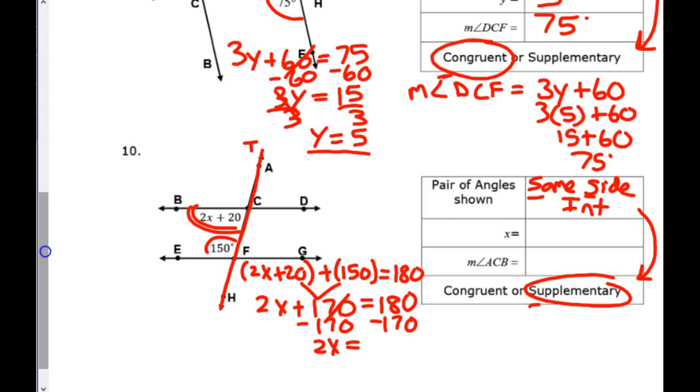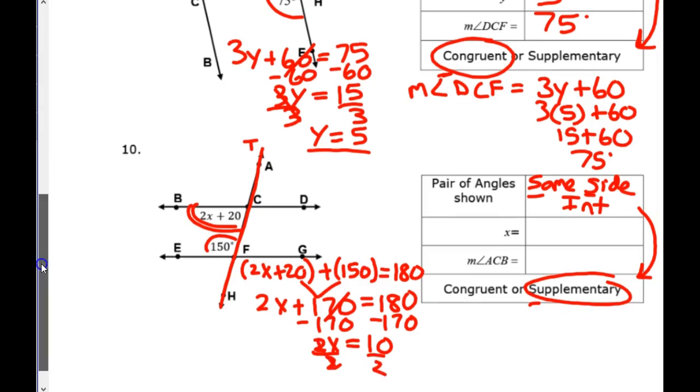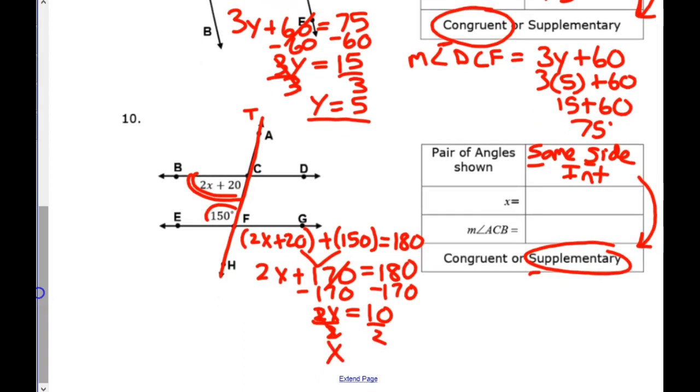2x equals 10. And to get rid of that 2, we divide by 2. So x equals 5. And now we're looking for the measure of ACB. Now ACB is right here.